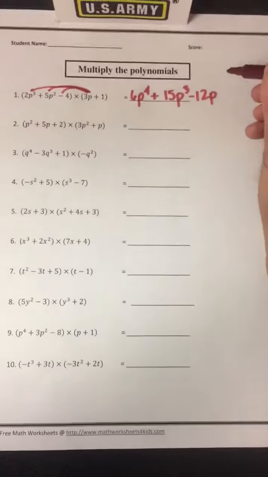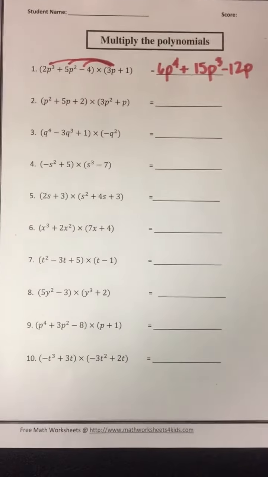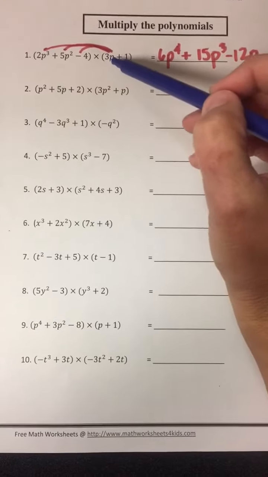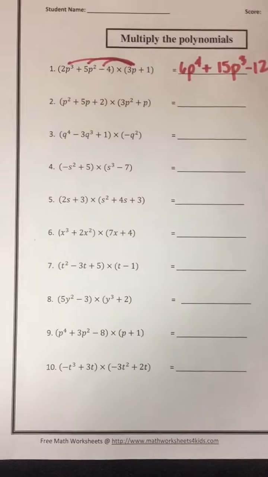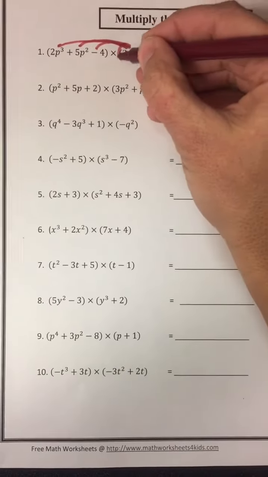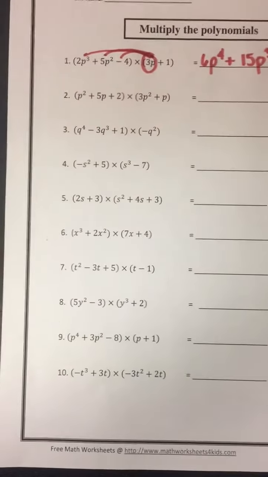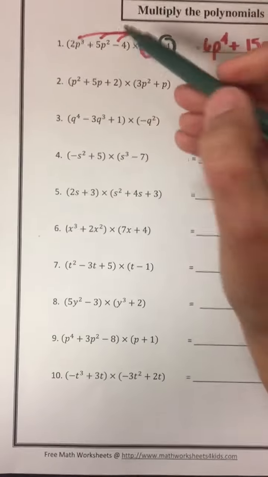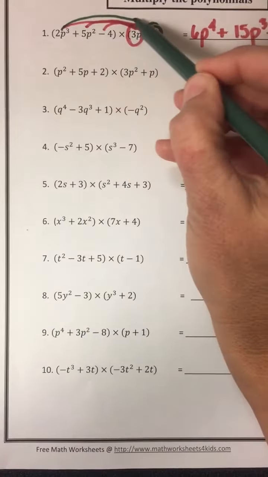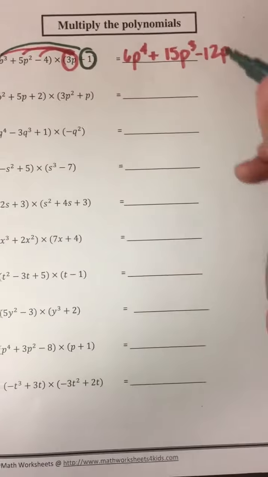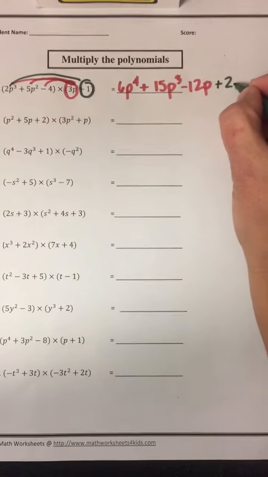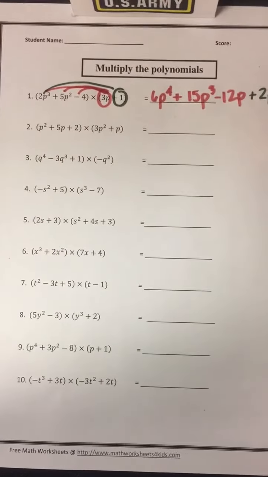So what I've done now is I've multiplied all of the terms in the first factor by the first term in the second factor, which is the 3p. So the next one I'm going to do is the positive 1, and I'm going to multiply that by all the terms. So let's do 2p cubed times positive 1. So that's going to give me a plus 2p cubed.